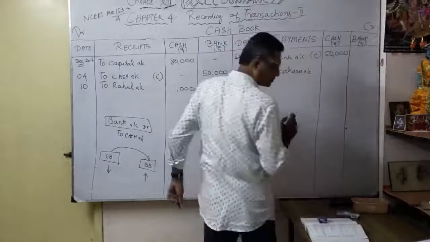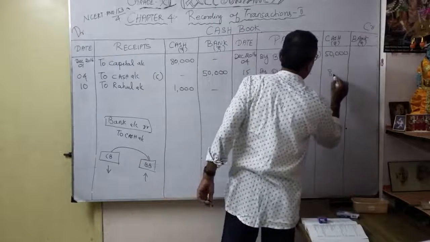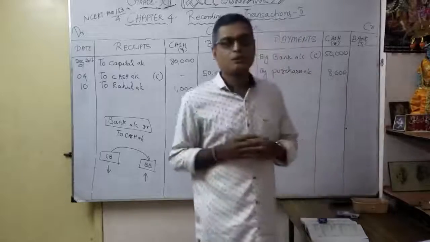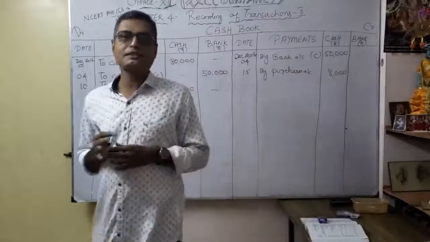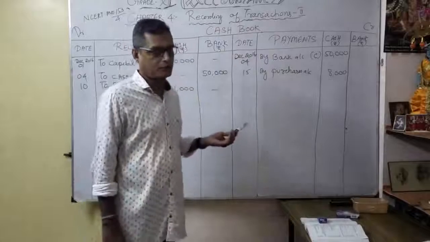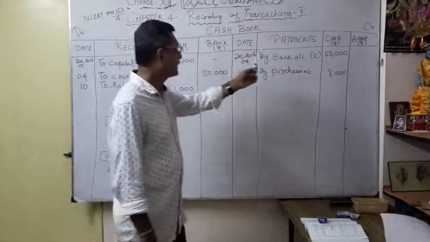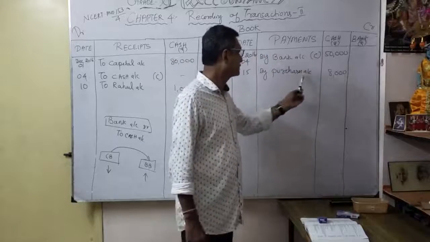8,000. Okay. You understood? This is very simple. 8,000. So what is the entry? Purchases account debit to cash account. When you open purchases, you have to write to cash account. But here, in a cash book, cash account. So by purchases account 8,000.